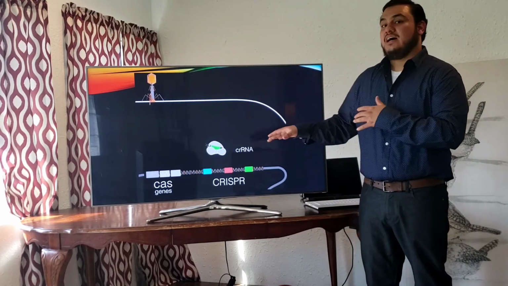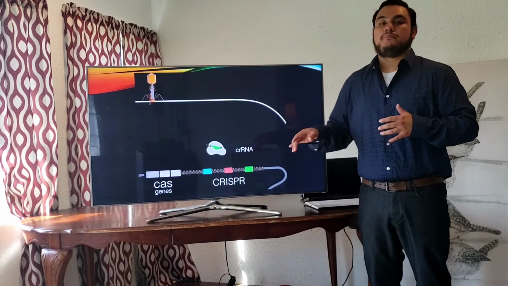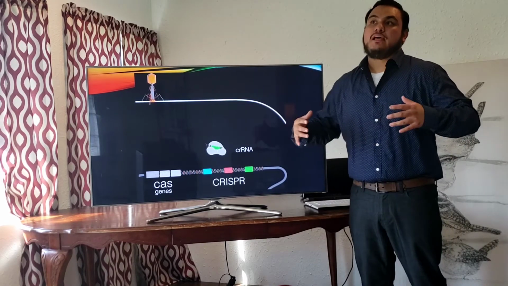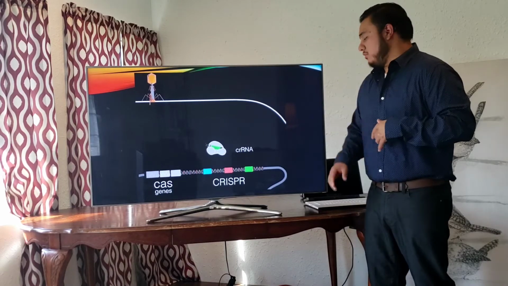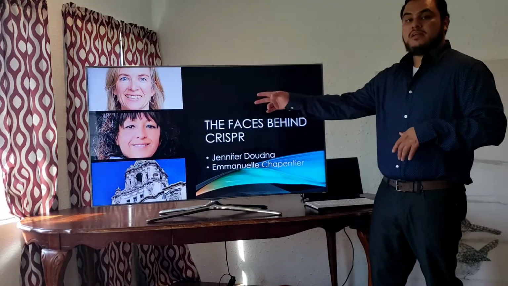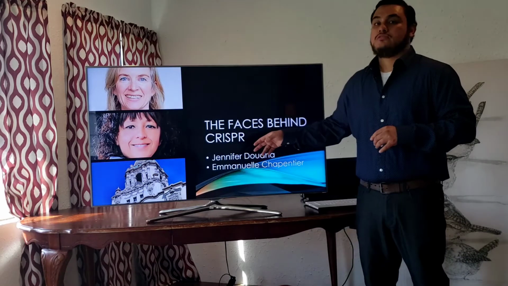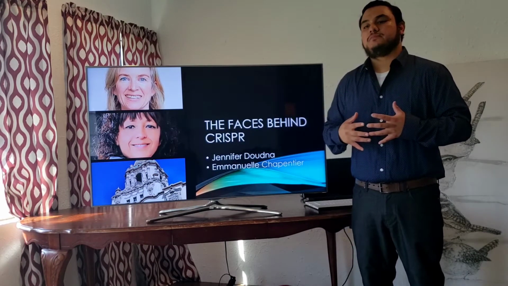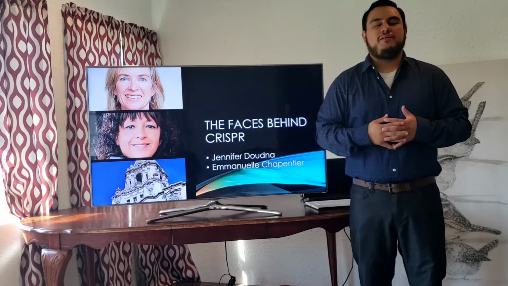Now, this is not the version of CRISPR that we would use in the human body. We have a modified version that is similar, that can work with our immune system. So let's take a look at that real quick. So these two women here, Jennifer Doudna and Emmanuelle Charpentier, back in 2012 said, well, let's see exactly how CRISPR functions, and let's see if we can modify it to work in the human body.